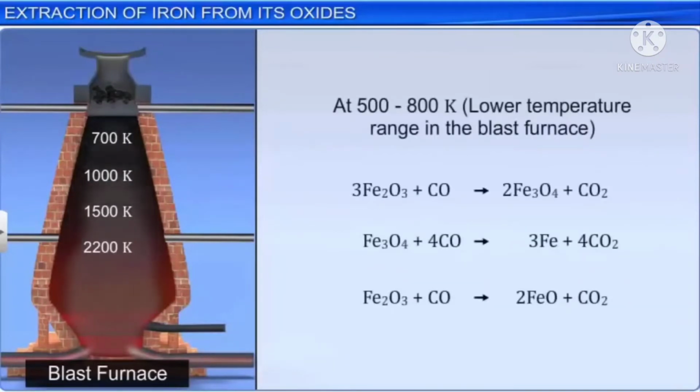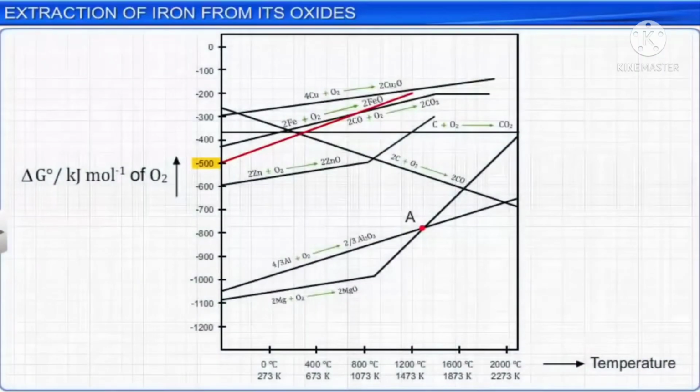Let us now see how iron oxides get reduced to iron in different temperature ranges. Between 500 and 800 Kelvin, carbon monoxide reduces iron oxides as shown here. Carbon monoxide acts as a reducing agent since it has a lower negative delta G naught value for the oxidation of carbon monoxide to carbon dioxide than for the oxidation of carbon to carbon monoxide.